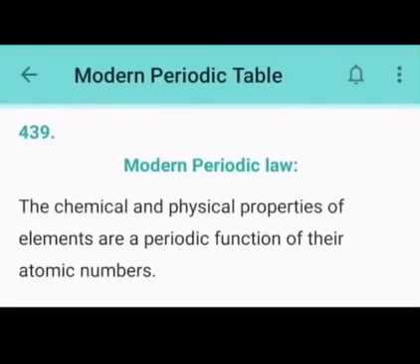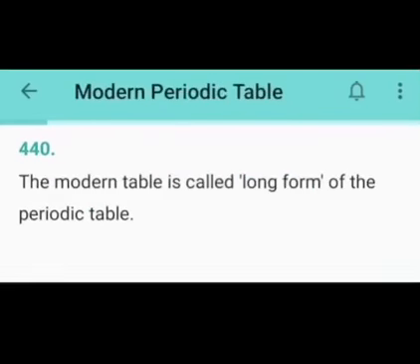In other words, when the elements are arranged in order of their increasing atomic number, the elements with similar properties are repeated after certain regular intervals. Atomic number is equal to the number of protons in the nucleus of an atom, and this number increases by 1 in going from one element to the next. This table is called the long form of the periodic table.